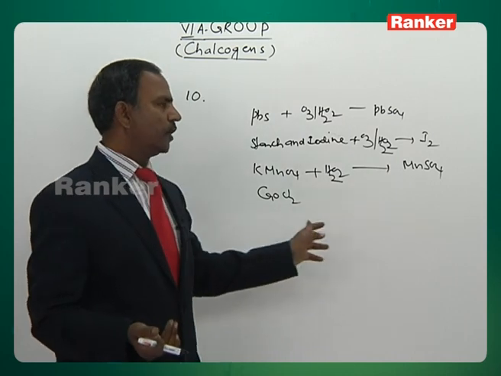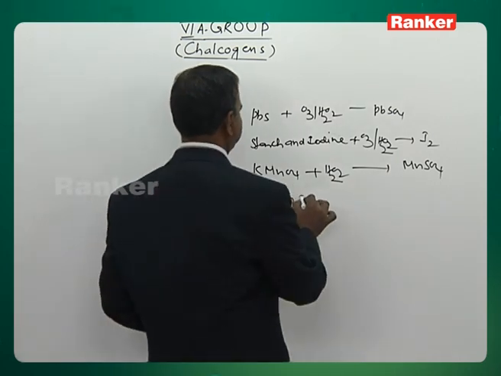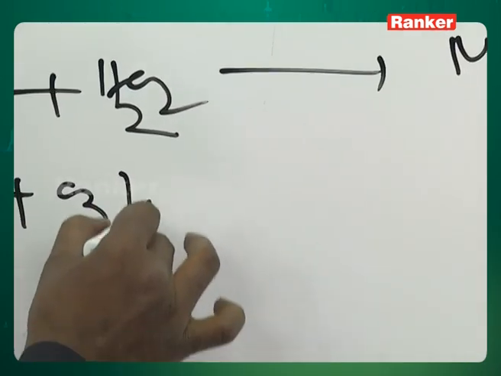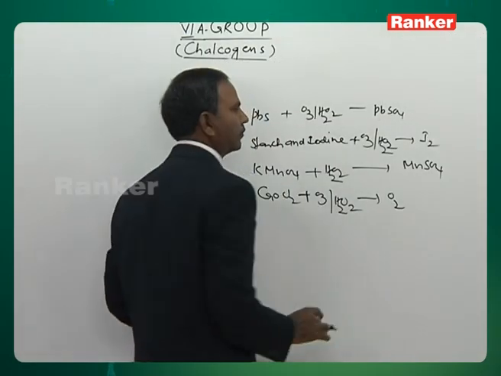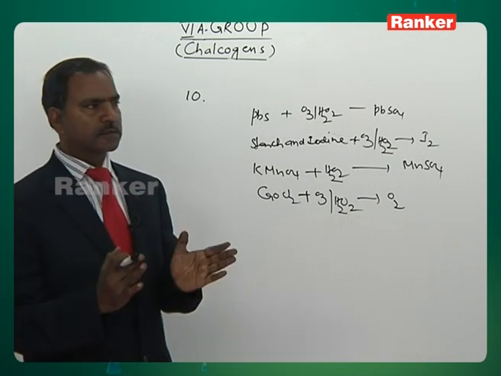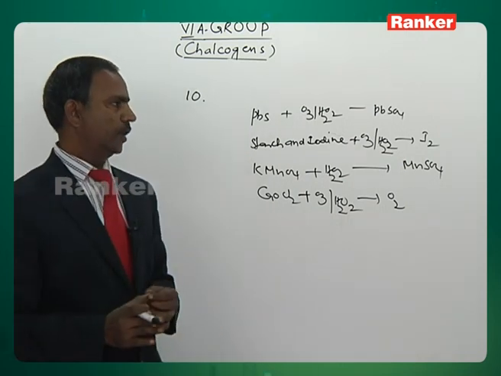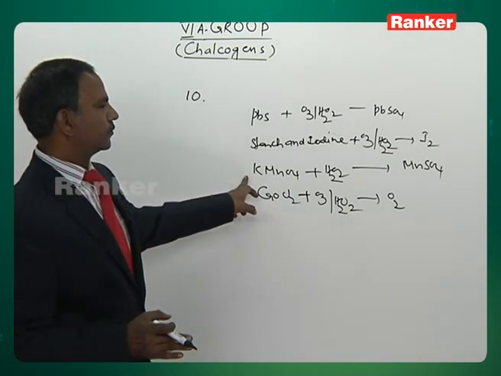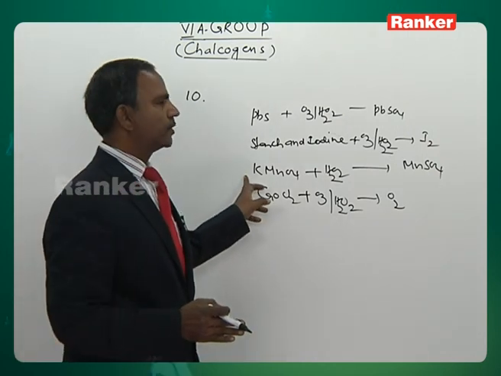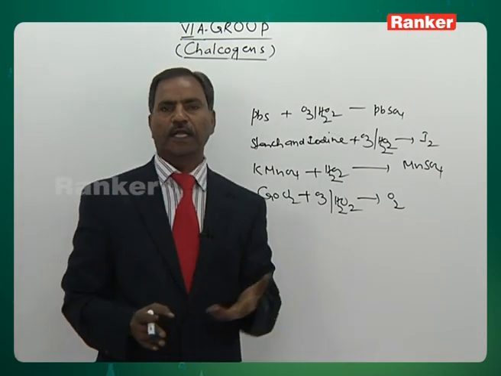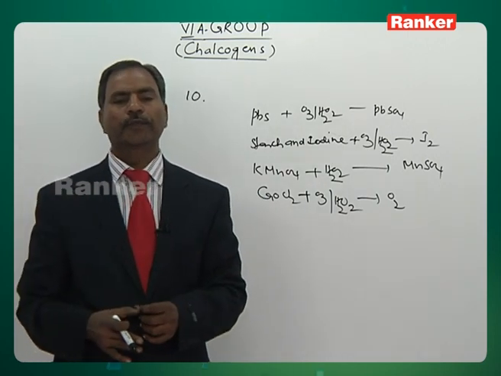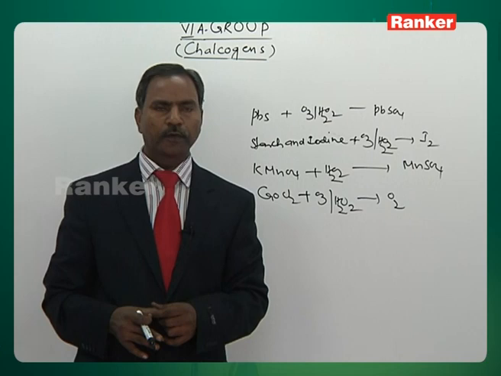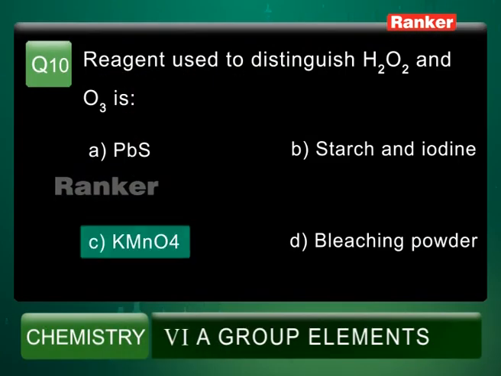Coming to CaOCl2, either you take ozone or you take hydrogen peroxide, both are liberating oxygen again. So, both are behaving the same type with CaOCl2. So, the only option is KMnO4, option C, hydrogen peroxide only decolorizes but not ozone. So, the reagent used to distinguish H2O2 and ozone is? For 10th question, answer is C.